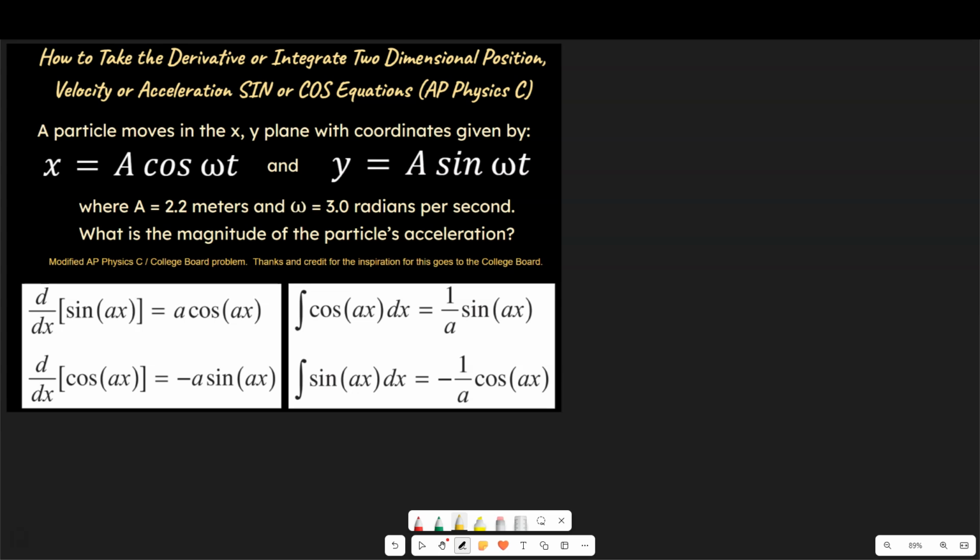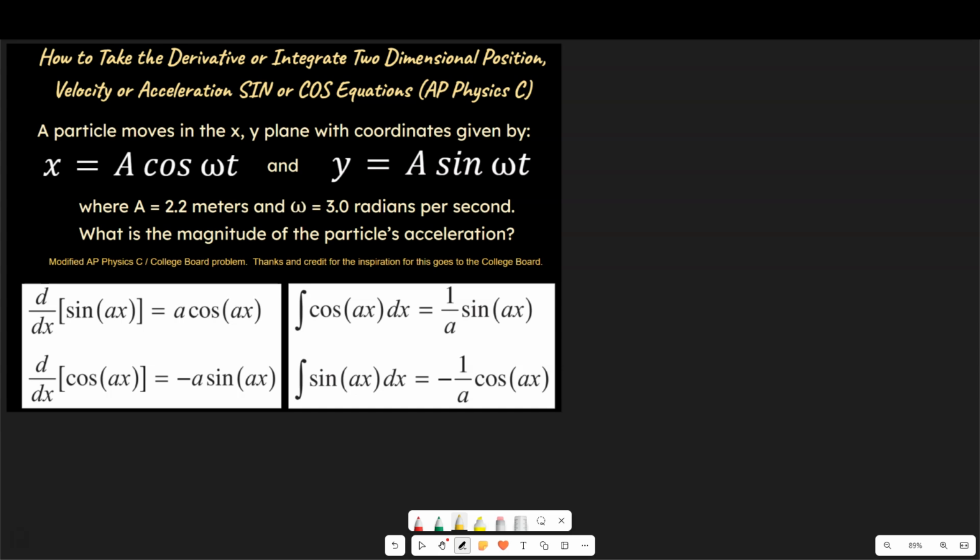Hey, welcome back. Today we're going to be talking about how to take the derivative or integrate two-dimensional position, velocity, or acceleration sine or cosine equations or functions. This is for AP Physics C mechanics students or similar classes if you're a university student. And let's go ahead and get to it.